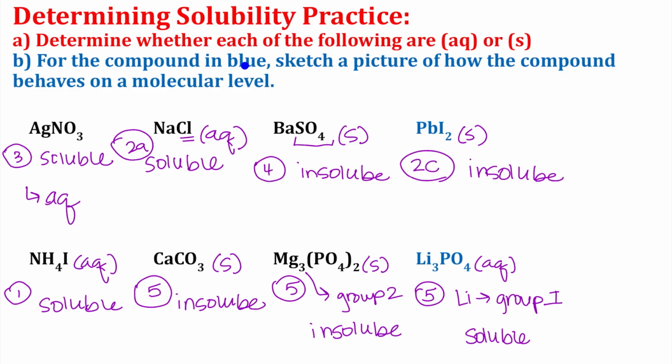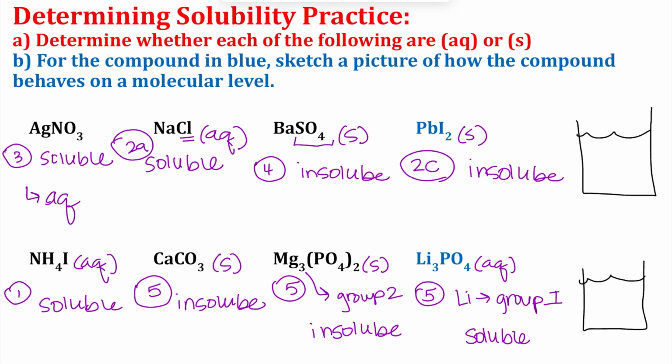So let's, for these two in blue, sketch a picture of how the compound behaves on a molecular level. Let's draw a beaker with some water in it. Will it dissolve or not? Our lead iodide is insoluble, and so it is going to stay a solid. So we can model that by leaving that lead iodide solid compound together, and then solids generally sink to the bottom. So I always put mine at the bottom of my picture.